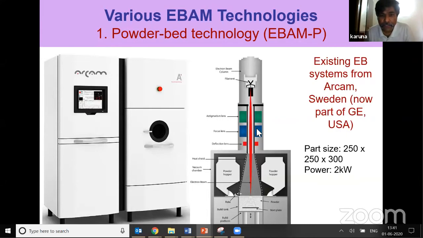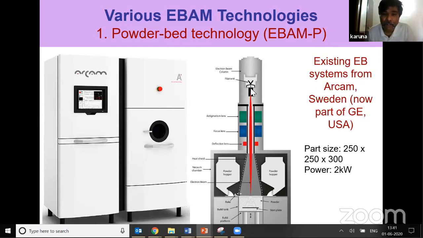So here you see that there are a series of coils. The first one is called a stigmation coil. The second one is a focusing coil. And the third, actually, if only one is shown, there should be two in orthogonal directions, one for x direction and the other for y direction. Being a schematic diagram, they have not shown it. So there should be two, one for x, another for y.